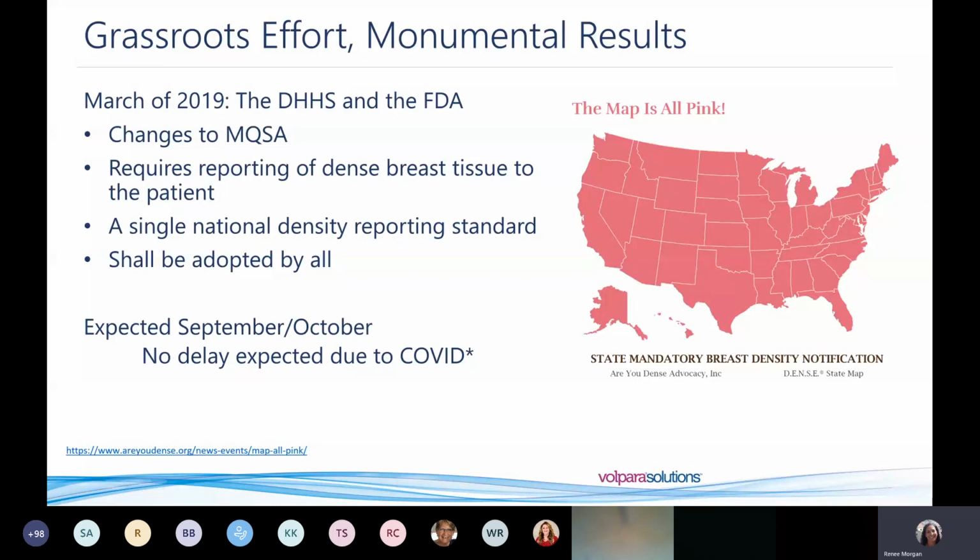Last year, changes were made to the MQSA, and it now requires reporting of dense breast tissue to the patient, where a single national density reporting standard is being worked on, and it shall be adopted by all. This is expected out later this year. And they report that there shouldn't be a delay expected with this due to COVID, which, you know, is nice, that there's not going to be one thing that's delayed anyway.